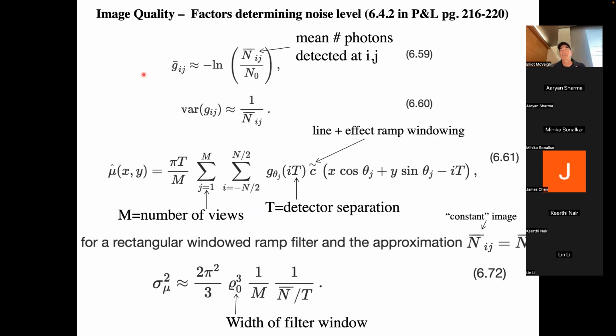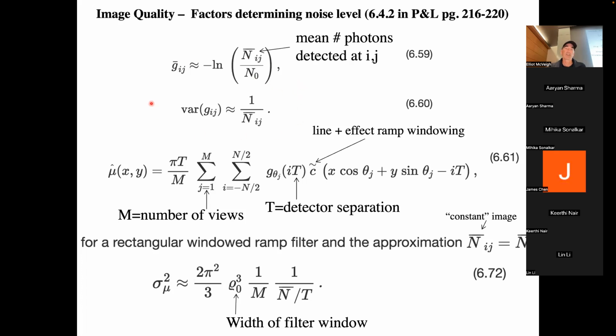This is a section of the textbook which, if you want to read this derivation, it's pretty illuminating. I'm not going to go through the whole thing. It would take about a half hour to go through the whole thing, but we'll just look at the results of this derivation. It's section 6.4.2 on pages 216 through 220, something like that. And so the question is, what are the factors that affect how much variance you get on your estimate of the Hounsfield unit in a CT image? And so remember, the Hounsfield unit is our estimate of the mu value for that material.